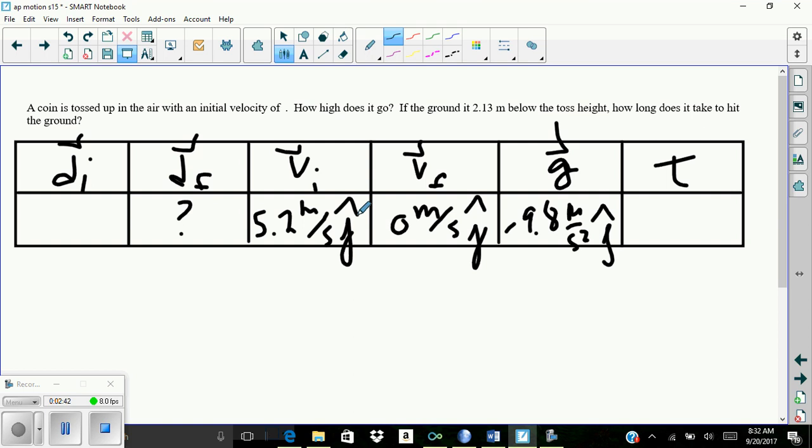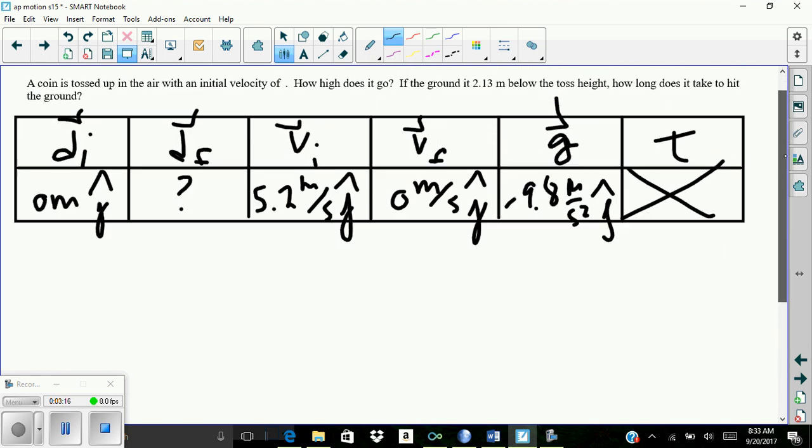Because I haven't been given the rest of this information, I'm going to assume that my initial position is 0, because it's asking how high does it go. We can choose how high it goes from what? Is it from our hand or is it from the ground? I'm going to choose from my hand. How high does it go from my hand? You'll need to specify that when you take your AP exam. Notice I don't have time, so I put an X in it.